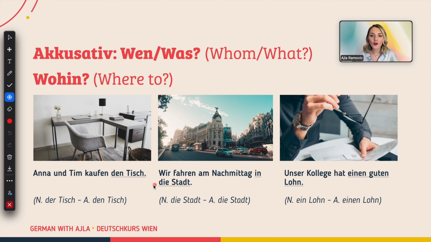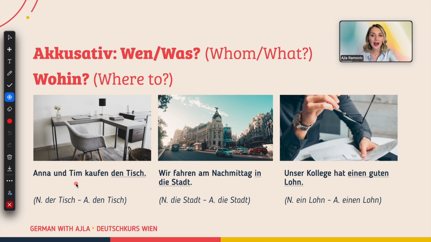Let's start off with the first sentence that we can see here. Anna und Tim kaufen den Tisch. Anna and Tim are buying the table. Let's analyze the elements of the sentence, starting off with Anna und Tim.